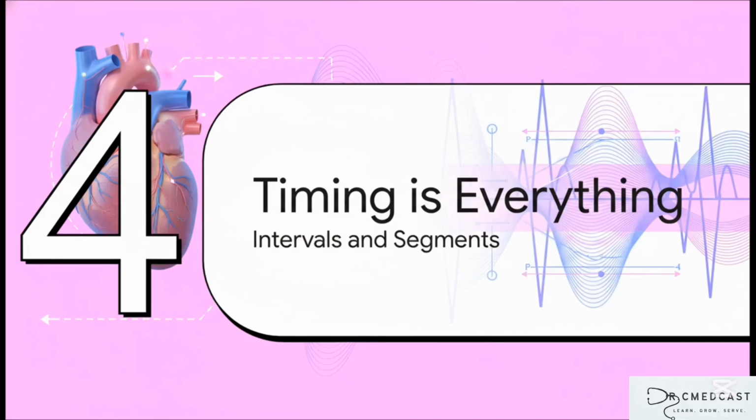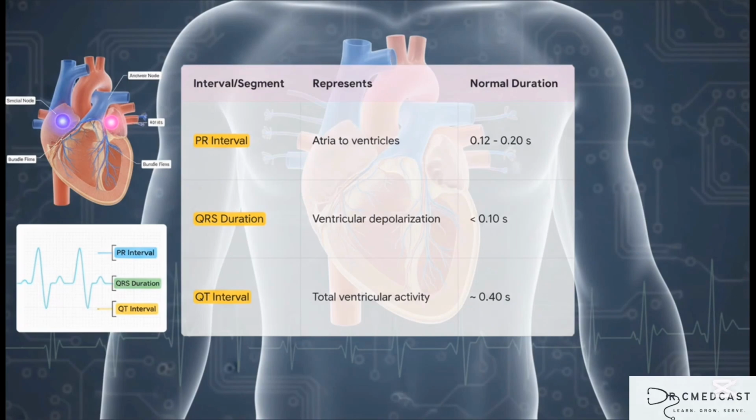Now, it's not just about the shape of these waves. The timing between them is absolutely critical. These gaps, these intervals, they tell us a story about how fast and how efficiently that electrical signal is making its way through the heart's special conduction pathways. Let's look at some of these key time measurements.